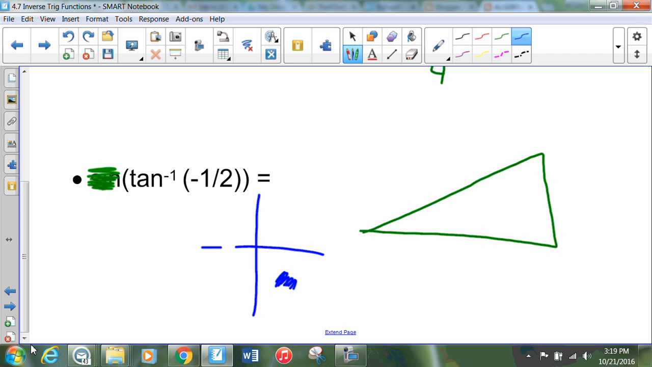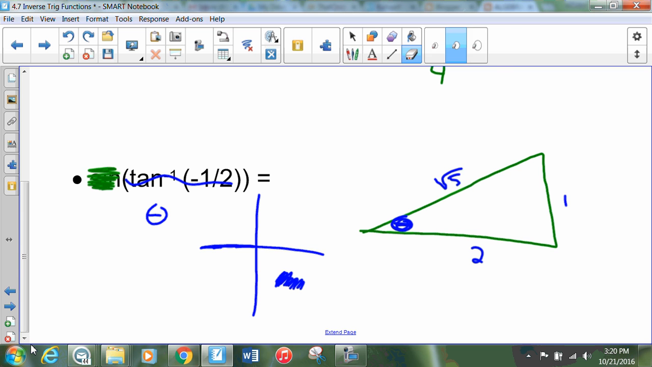All right, so here we go. We're going to do our right triangle trig, knowing that the angle that we find, angle theta, is going to lie in the fourth quadrant. So tan is opposite over adjacent, so we'll have 1 over 2. And if we do Pythagorean theorem, we'll get 1 plus 4 is 5. So our hypotenuse will be √5. All right, so it says, what angle has a tan equal to -1/2? This angle theta does. And we also know it's in the fourth quadrant. So that's theta.